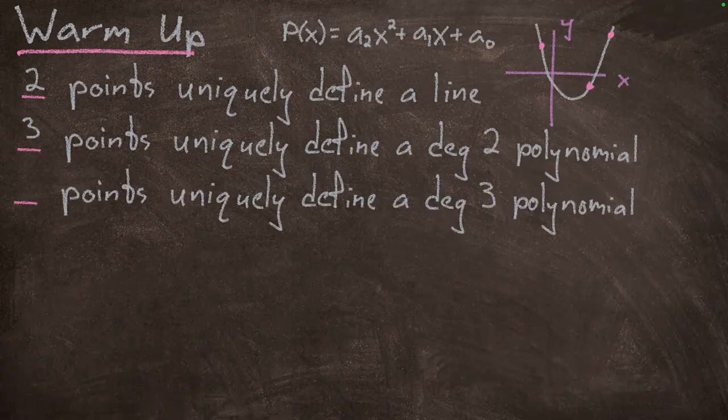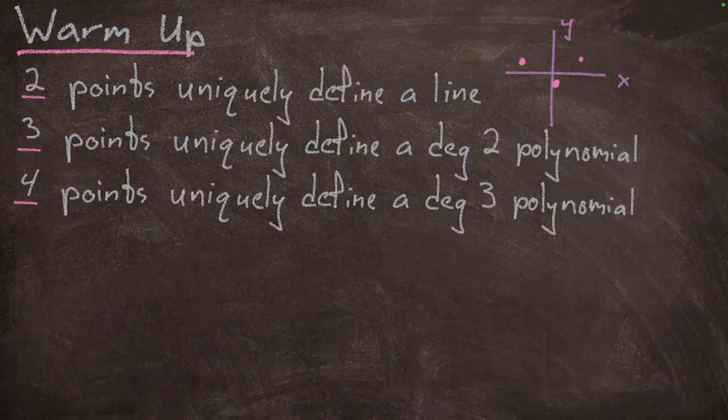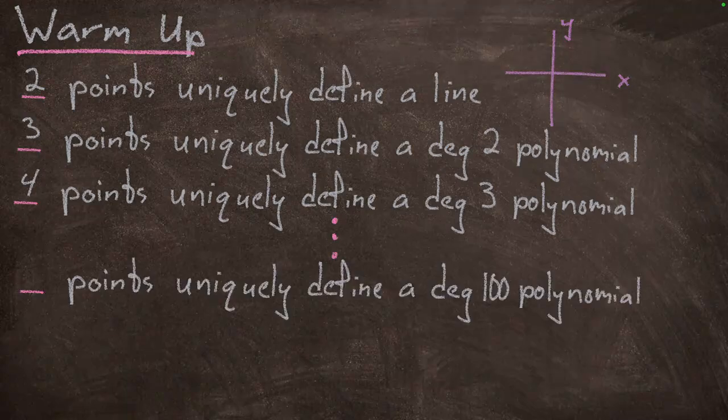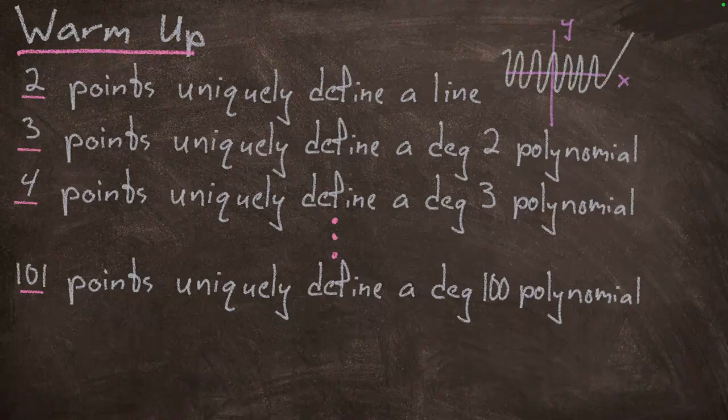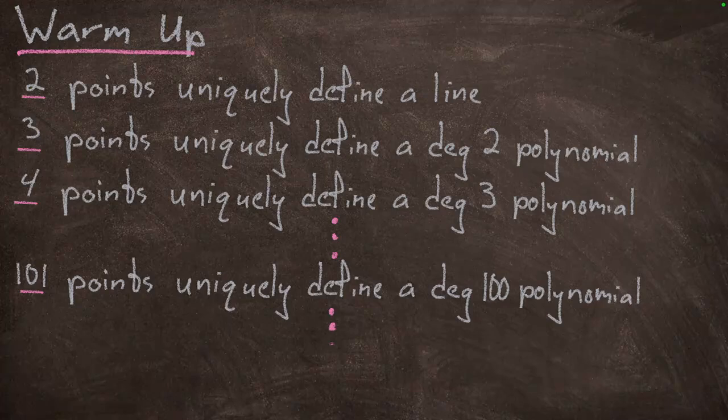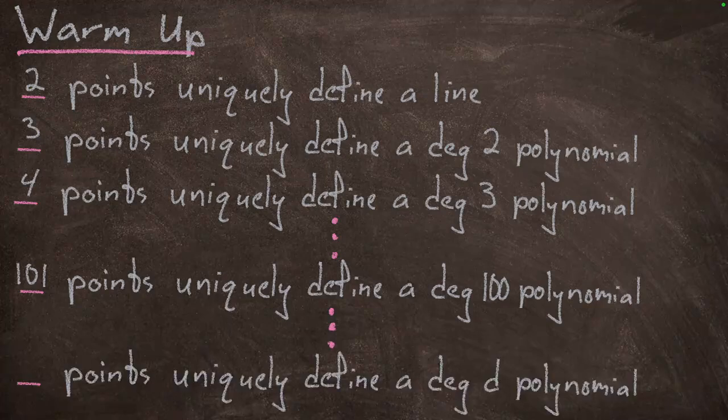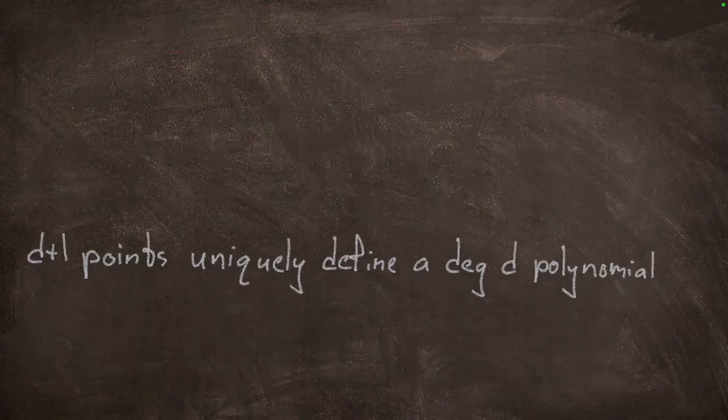Great. And then we know degree 3 is 4. It gets a bit more squiggly. And then we did this yesterday, right? If we go all the way to degree 100, that's 101. Yep. And it gets real squiggly there. And then, of course, this is what we proved, which is d plus 1 points uniquely define a degree d polynomial. We proved this with Lagrange interpolation. We're actually going to see how to interpolate d plus 1 points a different way today. But Lagrange interpolation is what we did.